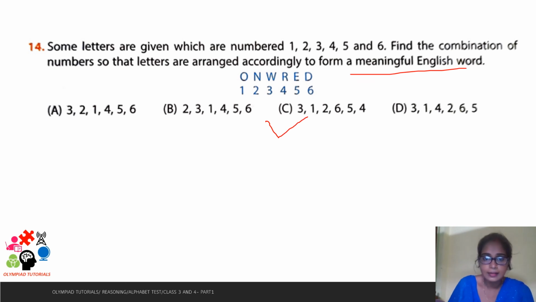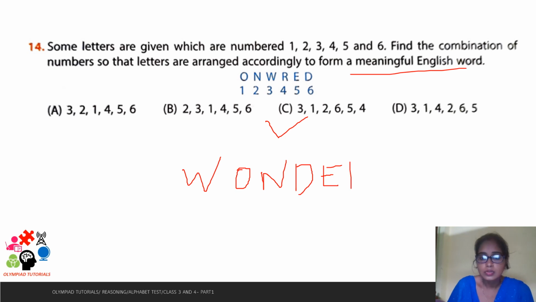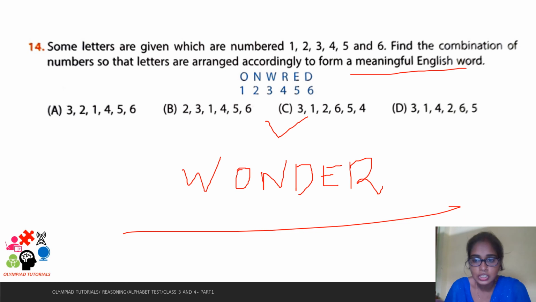We'll just check it. 3, 1, 2, 6, 5, 4. So number 3 is W, number 1 is O, number 2 is N, 6 is D, 5 is E and 4 is R. So you got the word wonder. Okay, very easy question. So if you keep on practicing more and more questions, then even in the exam you can solve them very easily.